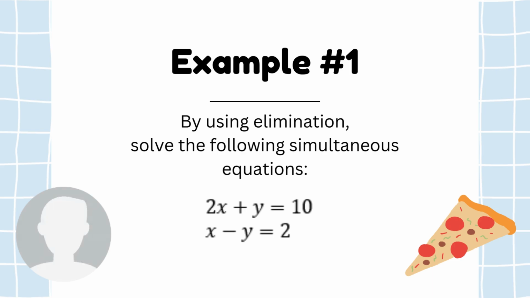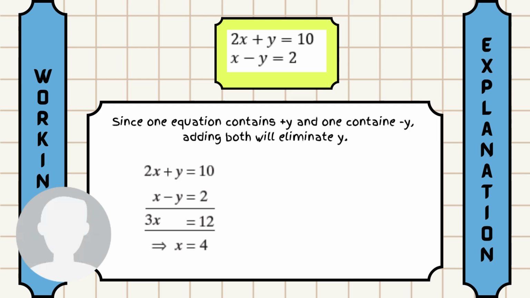Let's have a look at example number 1. By using elimination, solve the following simultaneous equations. So we have 2x plus y equals 10 and x minus y equals 2. Since one equation contains plus y and one contains negative y, adding both of these equations will get rid of y, isn't it? It will eliminate y. So let us add both these two equations.